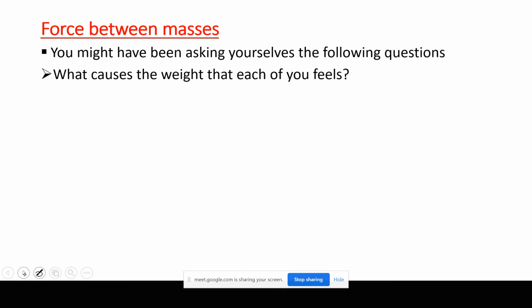Kenny, what do you think causes the weight that you feel? It is due to gravity. He says it is due to gravity. Precisely, the weight each of you feels is due to the gravitational attraction by the Earth.